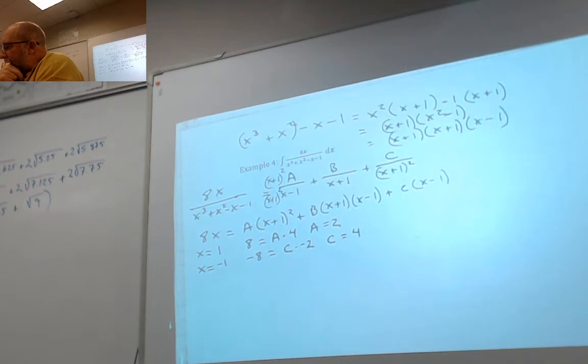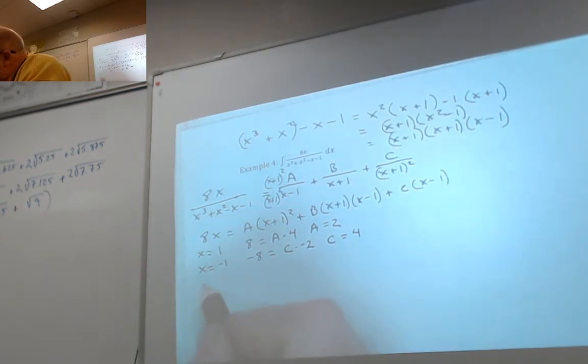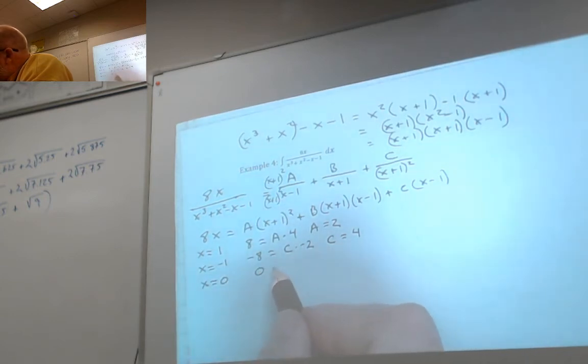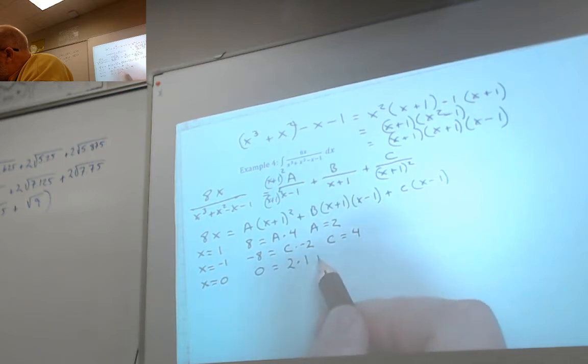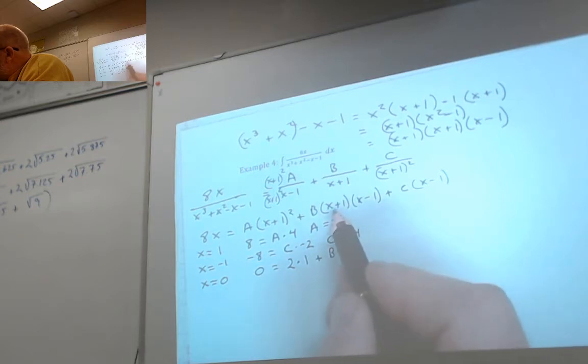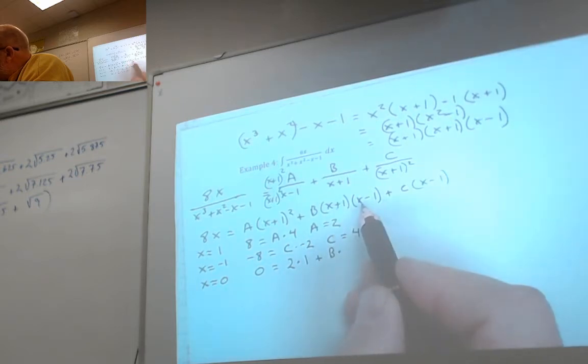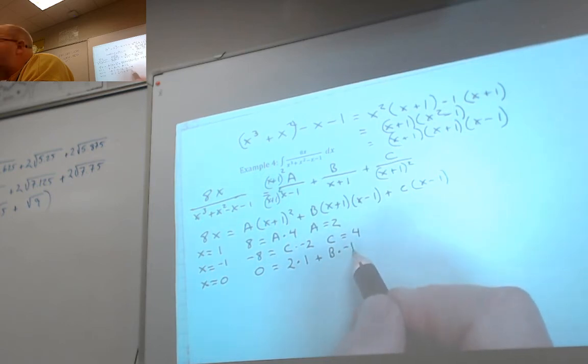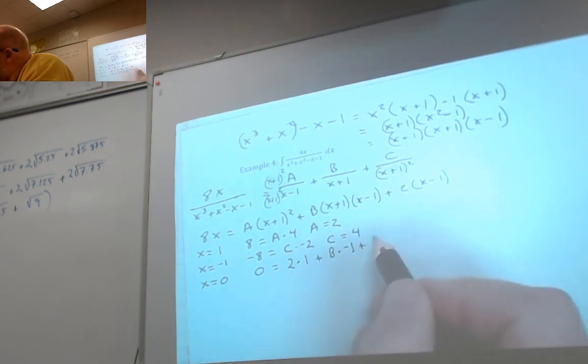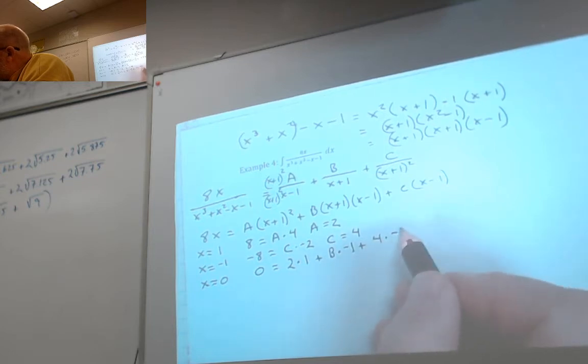So what do you want the next one to figure out b? What do you want it to be? What would be a good choice? Yeah, let's choose 0. So I'm going to get 0 because 8 times 0 is 0 equals, and I know a is 2 times 1 plus b times, well, if I put 0 in here, I'll get 1. If I put 0 in here, I'll get a -1, so that must be a -1 plus c times a -1.